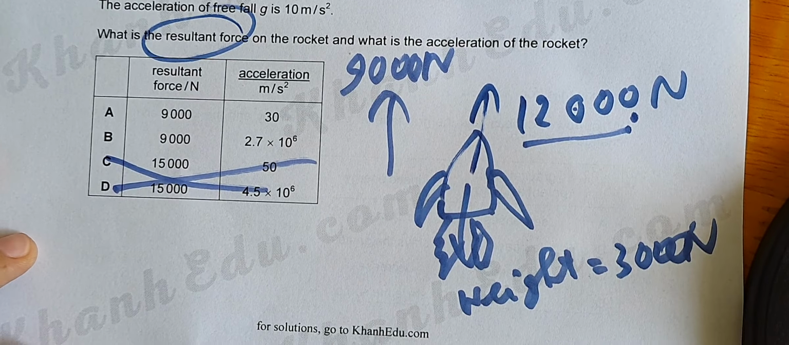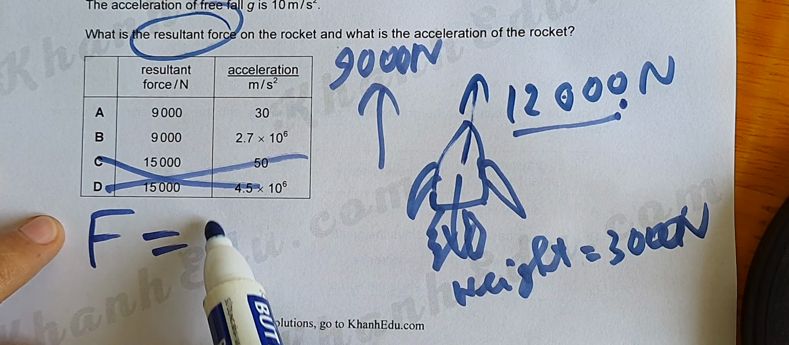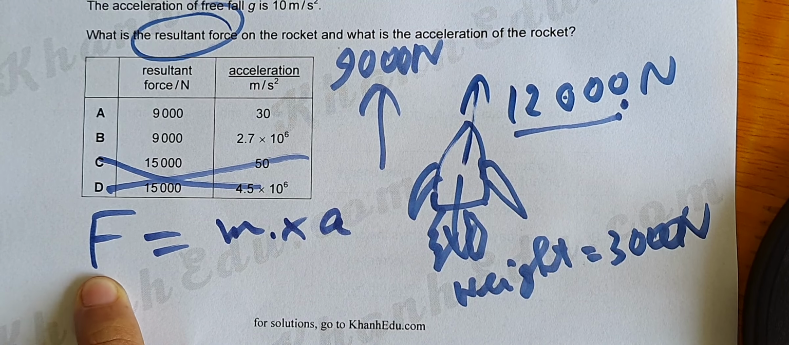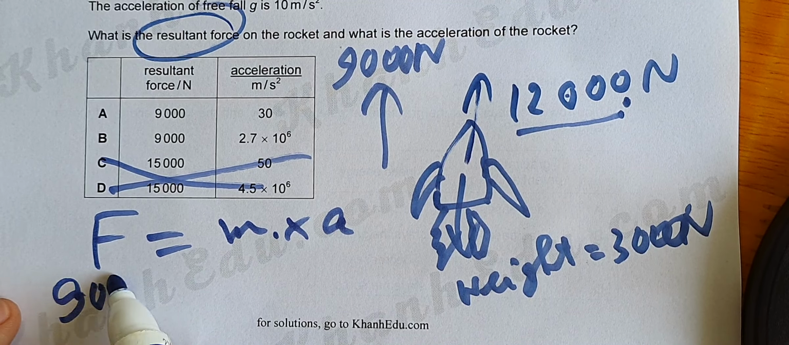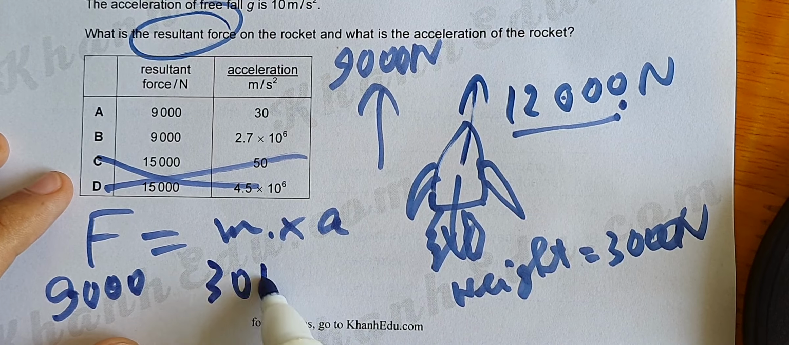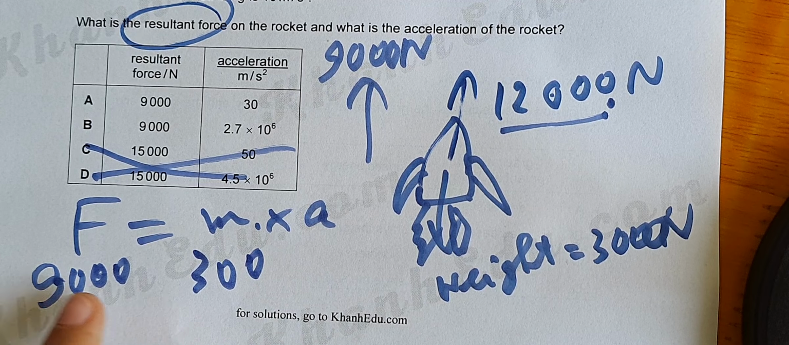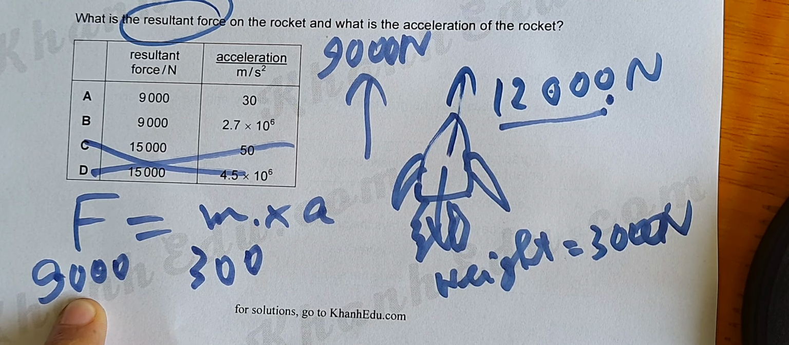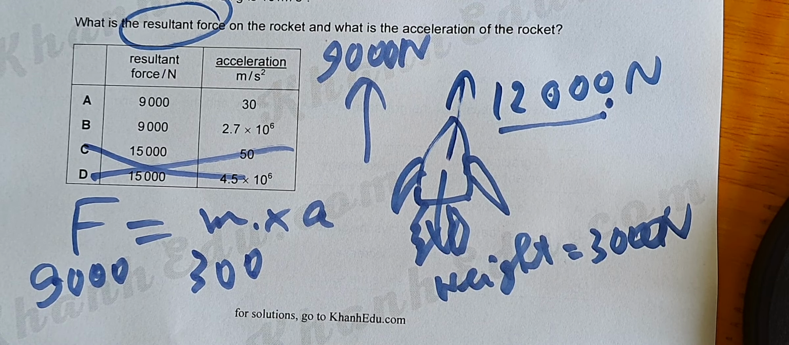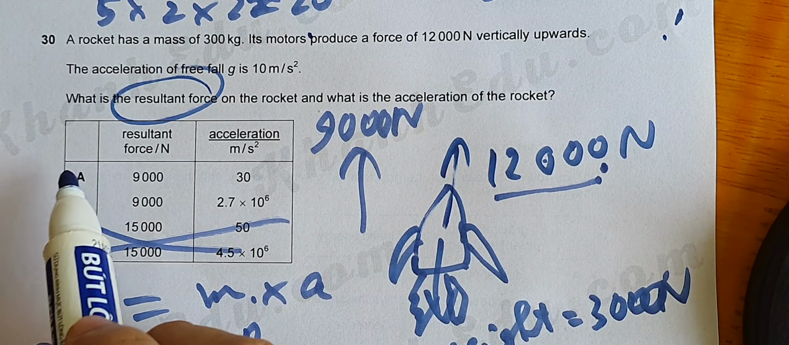And you have to remember the formula for calculating this one is F equals M times A, where F is the force, which is 9,000, M is the mass, which is 300, and A is the acceleration. So A would equal F divided by M, 9,000 divided by 300, which is 30. So the answer A is correct.